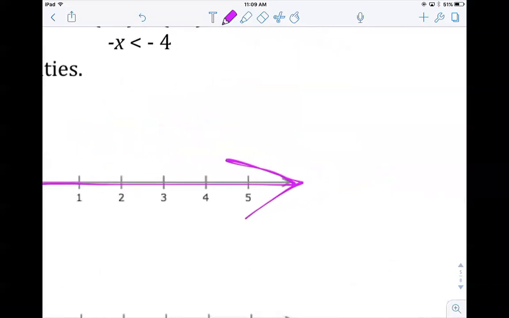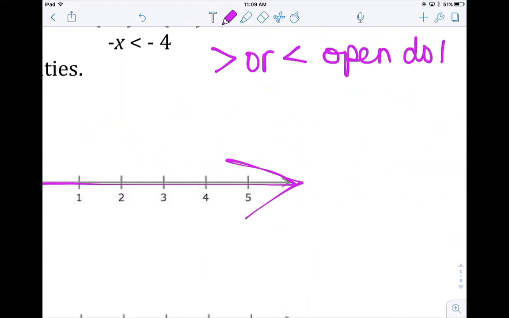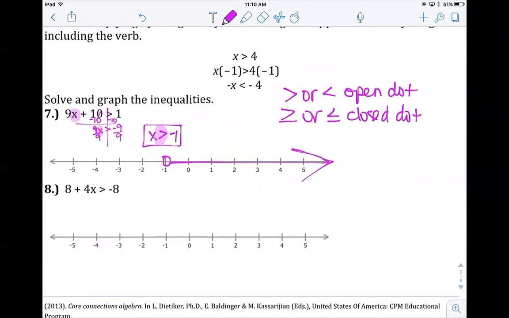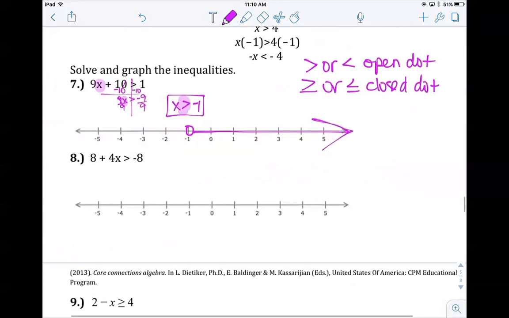So I'm going to make a note over here. If it's greater than or less than, it's an open dot. Greater than or equal to or less than or equal to, it is a closed dot. So if it has that line underneath, it is a closed point, closed dot. And then that's it. So you have your number line piece, you have your inequality, done.